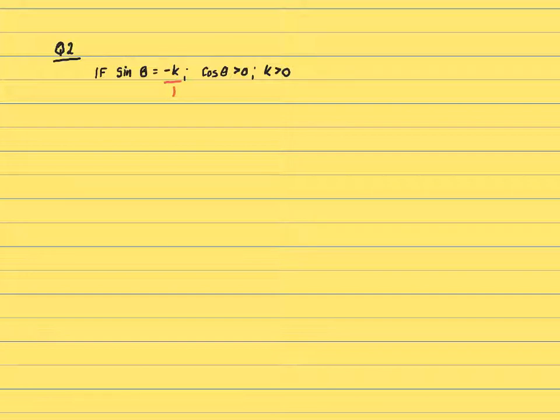Now I've got to decide which quadrant I'm going to do this in. Sine must be negative, so I'm just going to do a little quad thing over here. Sine is negative in third and fourth. Cos must be positive, so it must be there. So now when I draw my little picture, I know that this triangle is going to be in the fourth quadrant. I'm going to put in theta, and I'm going to put in that sine of theta is minus k over 1. Remember, I've now got a right angle triangle, so I can use Pythagoras.